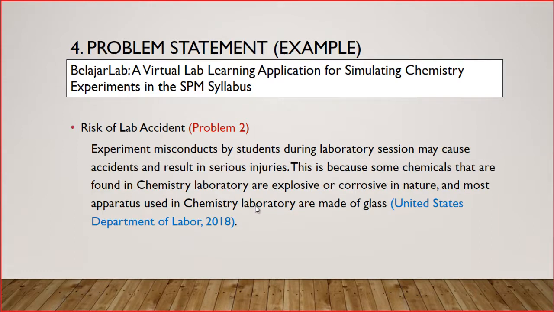Problem number 2, risk of lab accident. The elaboration is that experiment misconduct by students during laboratory sessions may cause accidents and result in serious injuries. Because this is a chemical experiment, sometimes everything can burn, can explode, and so on. This is because some chemicals found in chemistry labs are explosive or corrosive in nature, and most apparatus used in chemistry labs are made of glass. See, the elaboration actually explains why there is a risk of lab accident.